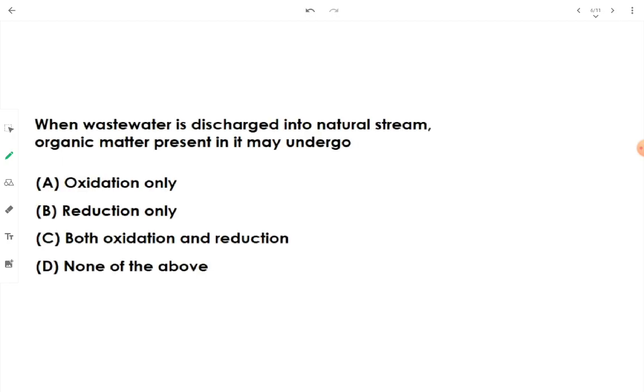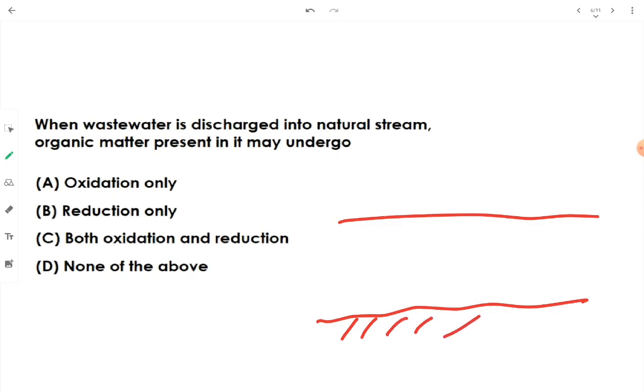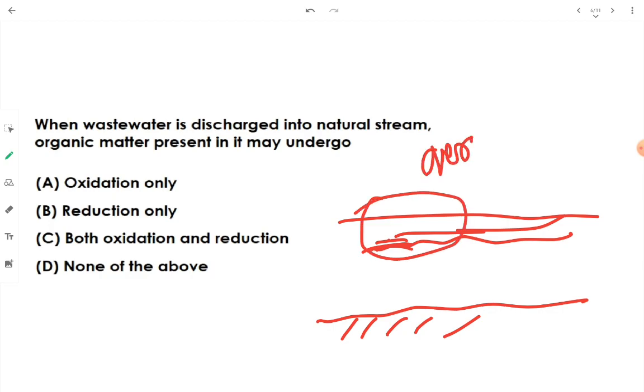When wastewater is discharged into a natural stream, organic matter present in it may undergo what? When organic matter is decomposed by aerobic bacteria, oxidation is the process. Let's say this is the stream and this is the bed. In the upper zone, the organic content of the wastewater is taken care of by aerobic bacteria, and oxidation takes place. Whatever organic matter settles down is taken care of by anaerobic bacteria, and reduction takes place. Therefore option A is right, option B is right, so we should go with option C, which says both oxidation and reduction.